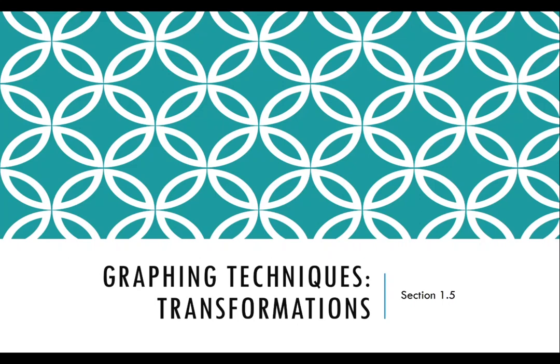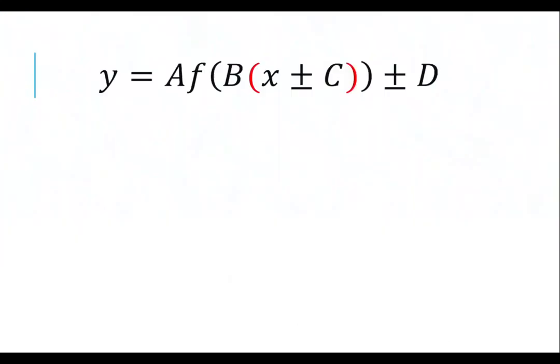Section 1.5, Graphing Techniques and Transformations. In general, when we have a function, if you can put it in this form, now this form is very picky. That is, you have some coefficient outside the function, if it exists. It could just be 1, that's fine. You have some coefficient outside some x plus or minus c. You might have these values, b could be 1 and c could be 0, that's fine. D could also be 0. But this is just how the basic transformations can look.